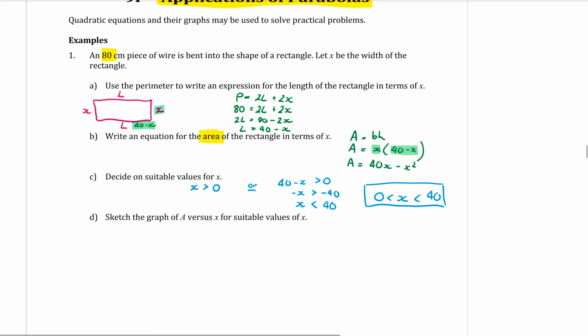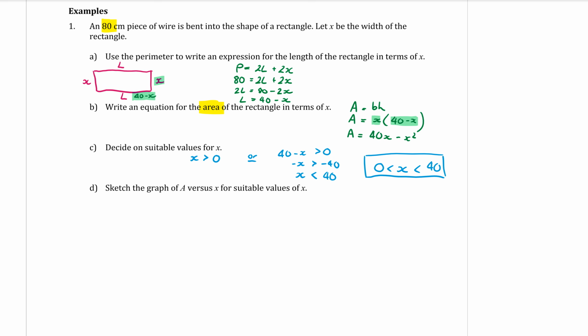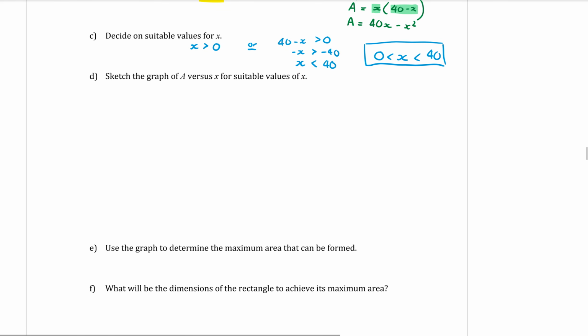Part D, sketch the graph of A versus X for the suitable values of X. Okay, so we've got our suitable values between 0 and 40. So we don't need any negative values because we know they're not going to work for our equation. So X is going to be here. Our Y axis is actually the area that we're talking about in this problem. And we're going to be looking between 0 and 40. I'm going to put a few marks in here to space this out. 10, 20, 30, 40. I'm going to put 40 there.